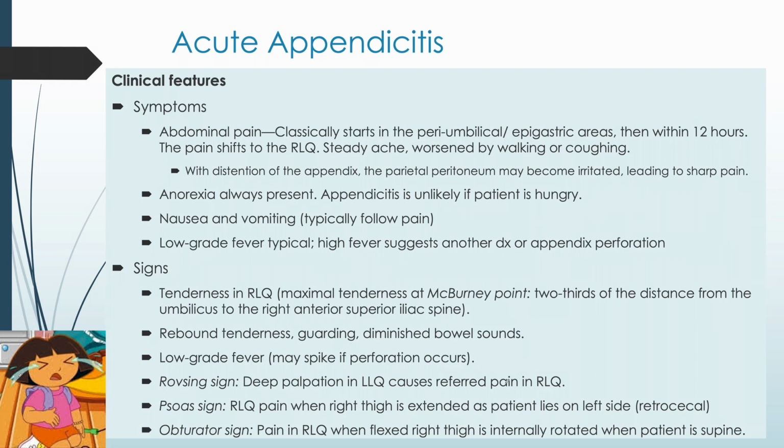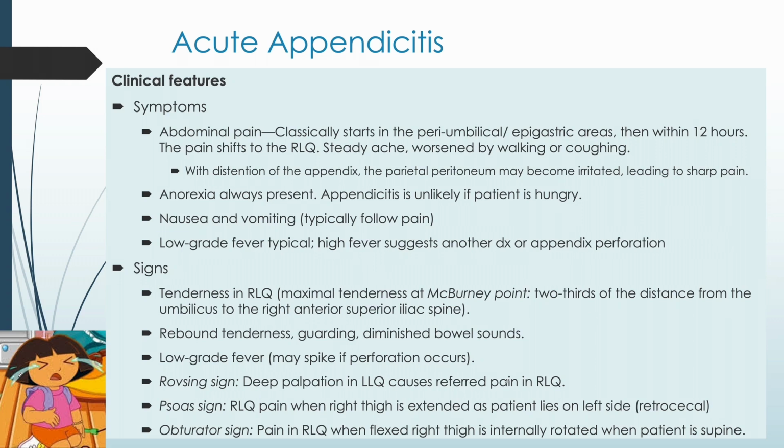Nausea and vomiting are typically present, even if it's just a few episodes. But the nausea and vomiting typically follow the pain. So the pain initiates first and then the nausea and vomiting. Patients also tend to have this kind of low-grade fever. If you have a patient with really high-grade fever, it could be something else, or it could be some sort of perforation of the appendix.